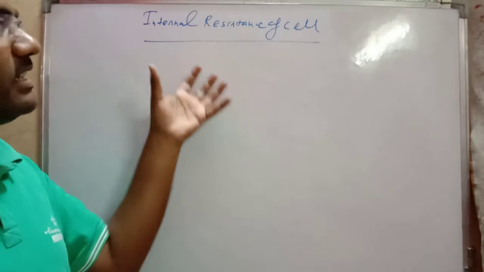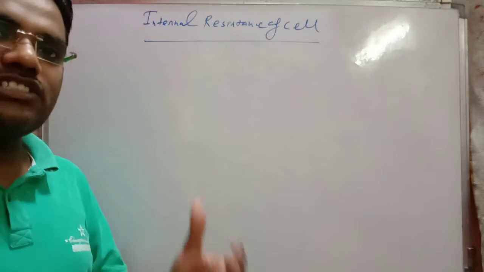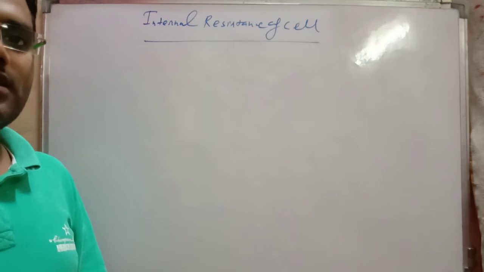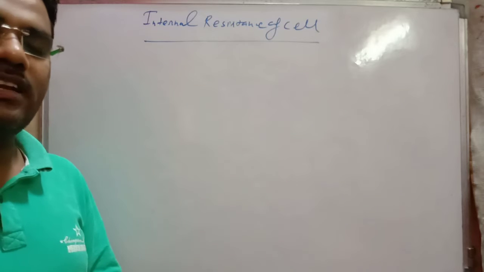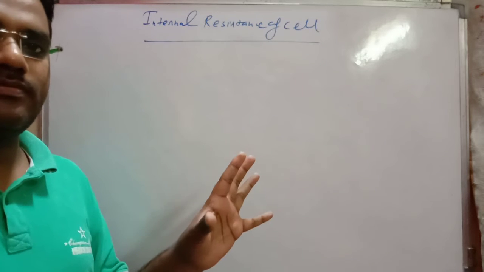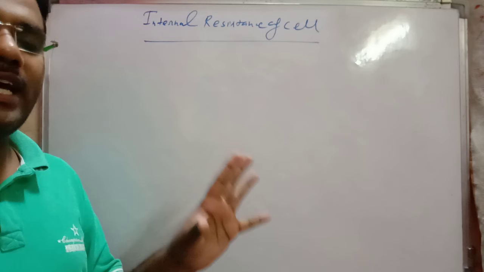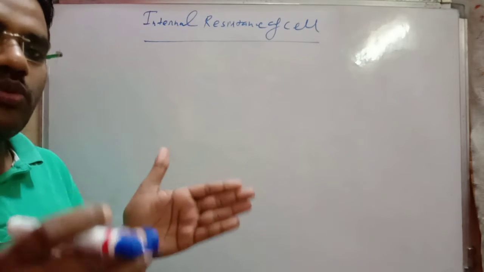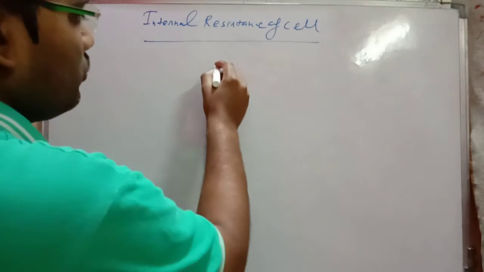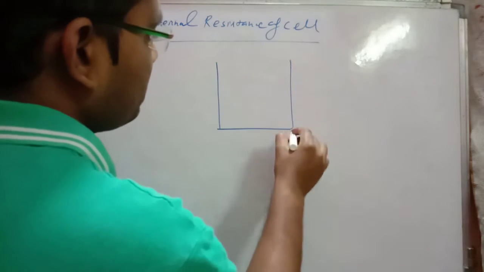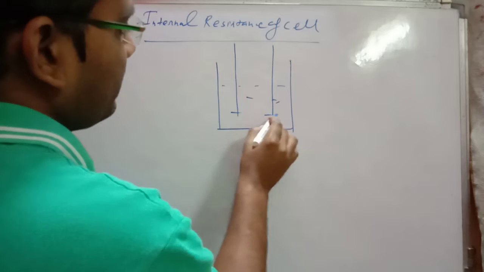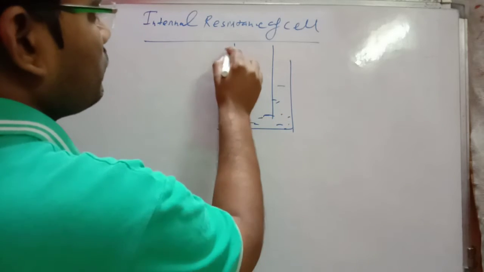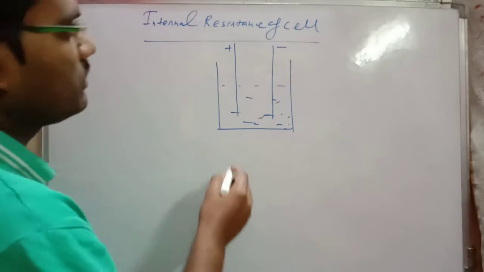Internal resistance. From the name, it is clear that it is the resistance offered by the cell internally. Inside the cell there are electrolytes, that means there is an electrolyte between the electrodes. So here we take this one as the cell, these are the electrodes, and this one is the electrolyte.